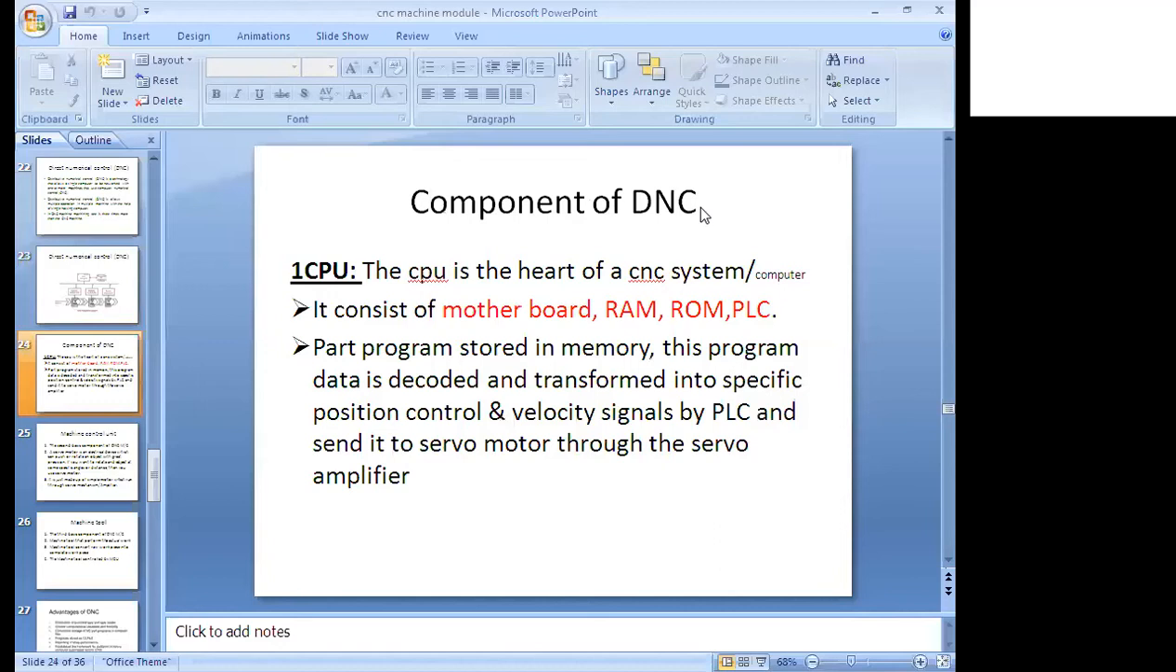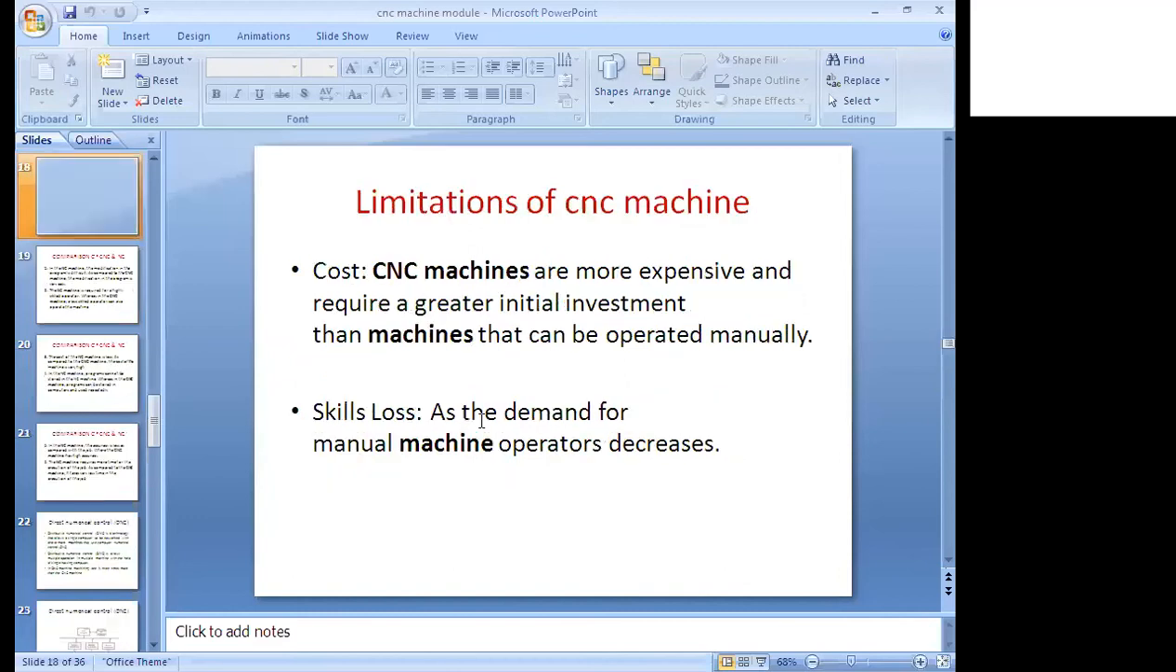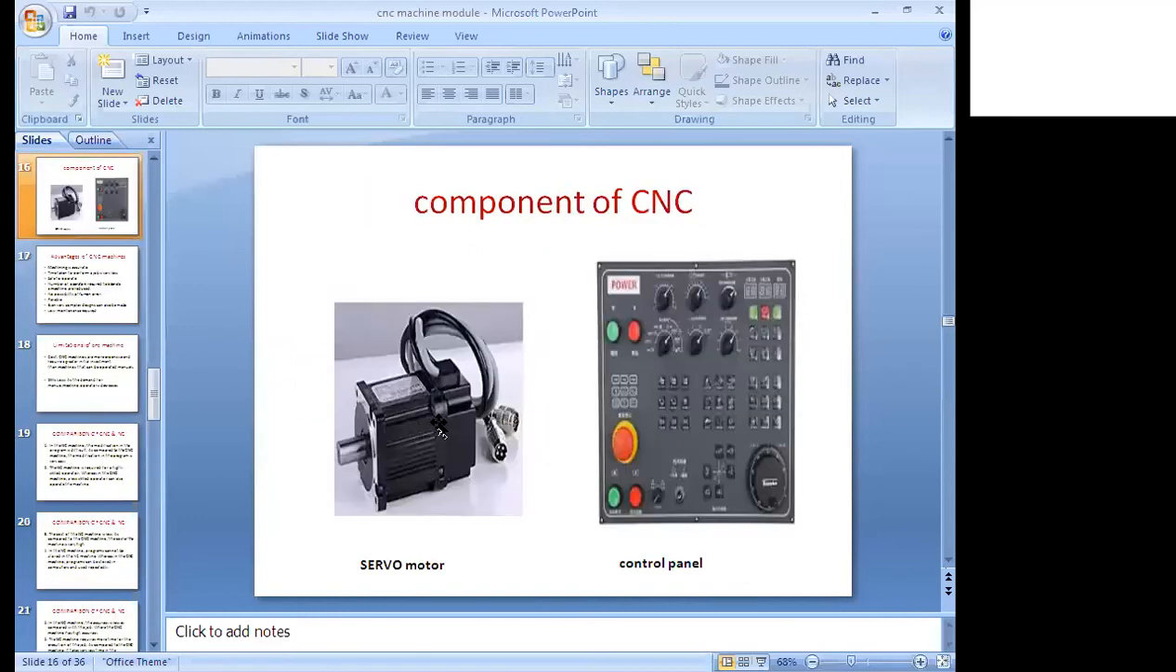Because after the computer, I said the machine control unit is there. That machine control unit has electronic and hardware components that convert the part program into mechanical action. The mechanical action happens due to the servo motor. You can see the servo motor here. See, this is a servo motor and this is a control panel. It is like this only.